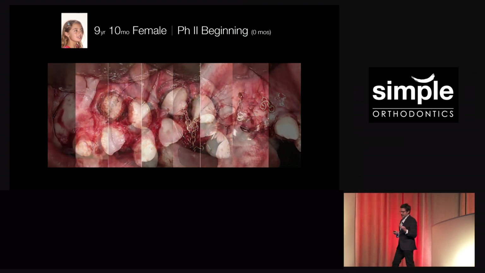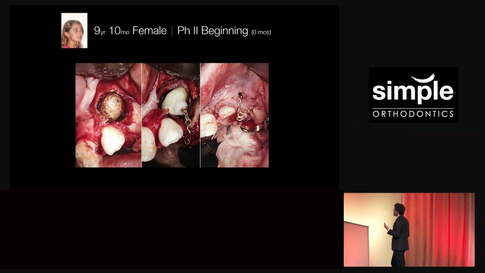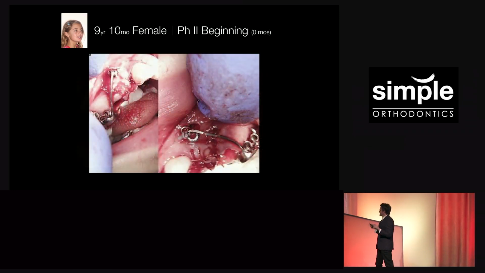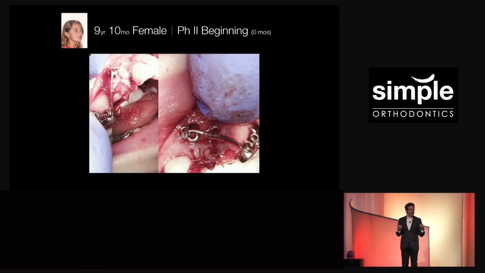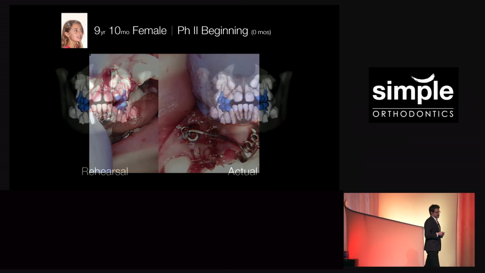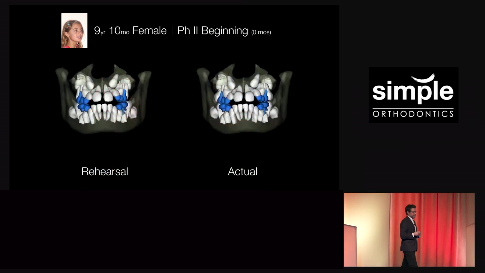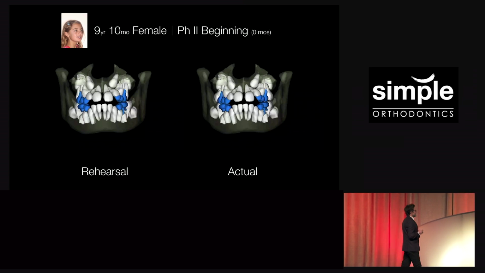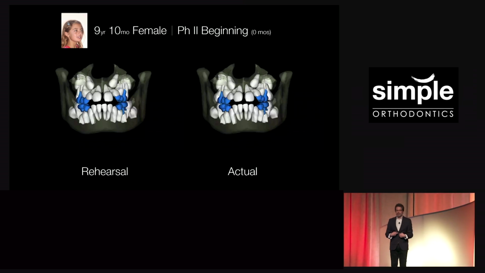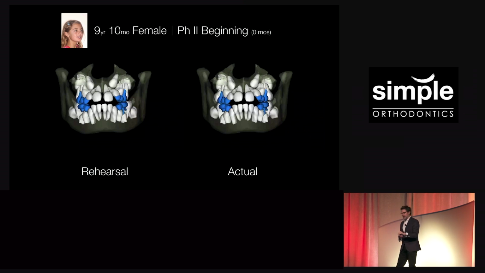So that's her right side. Here's what the left side looks like. And then we closed her up. These are my little cantilevers, similar to what I showed you on Jessie, and started turning. What you're seeing on the left is my rehearsal, which I just showed you. On the right is what actually happened.